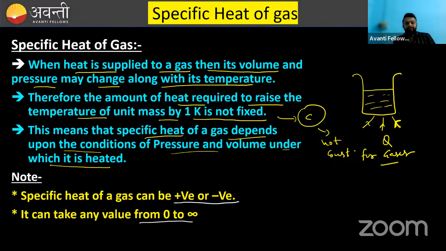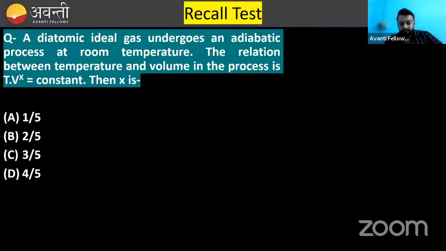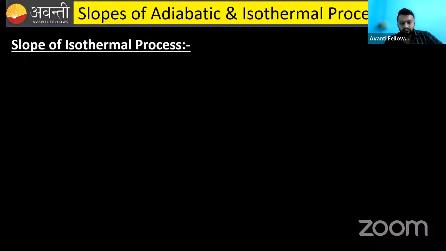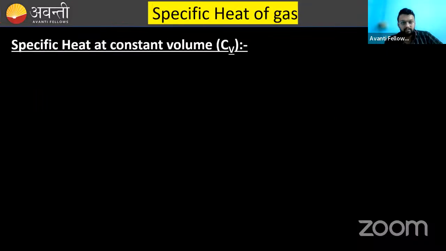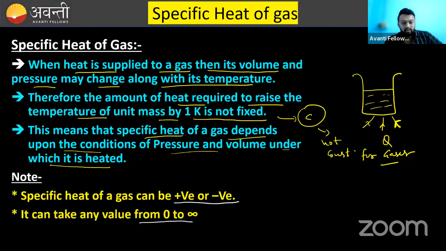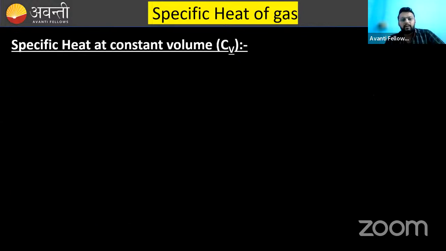Moving further. Now, there might be various situations, various conditions on which P and V values change. The two very famous situations we deal with, what happens? One is the condition in which volume remains constant, only pressure is allowed to change.